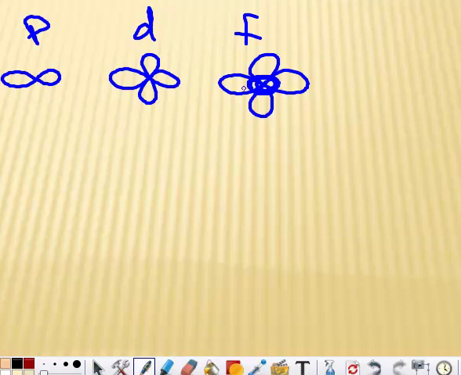And again, that's a simplification. You can go see the pictures. There are pictures just like we saw with the D. There's a couple funky ones for the F. And they also have a letter designation, and then a value in terms of the quantum number.